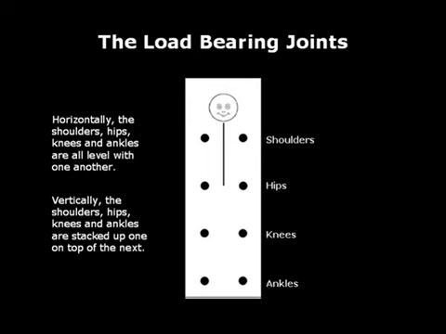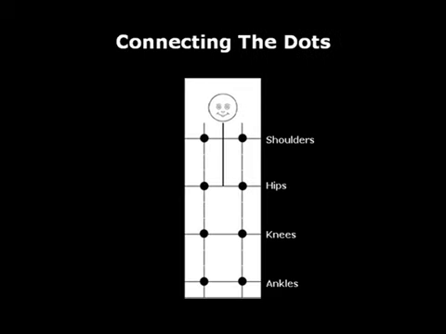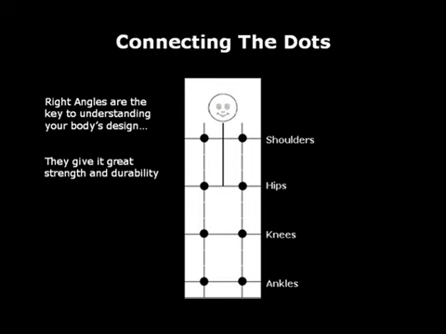And if we draw straight lines down through the verticals and across through the horizontals, what we get are right angles emerging, or a grid. And right angles are the key to understanding your body's design. They give it strength and durability, and we call this the right angle rule of function.